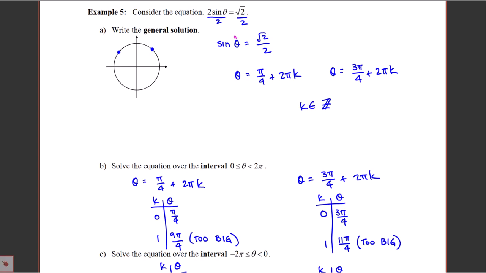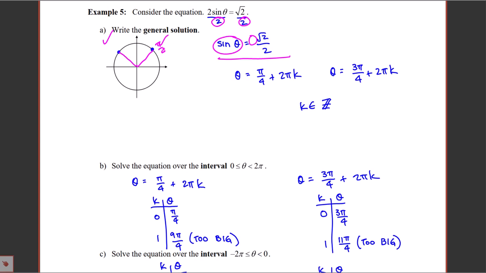So let's get the sine by itself. Divide both sides by 2. Sine is positive in the first and second quadrants where y is positive. Oh, there's our root 2. We know it's going to be a 45-degree angle in the first and second quadrant.